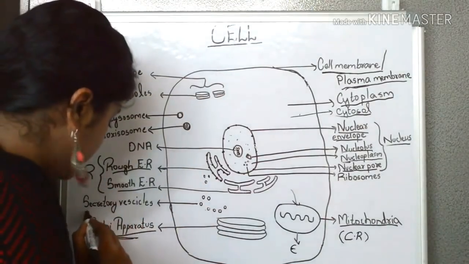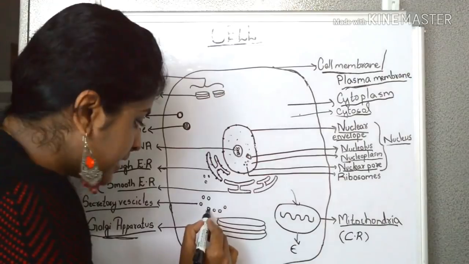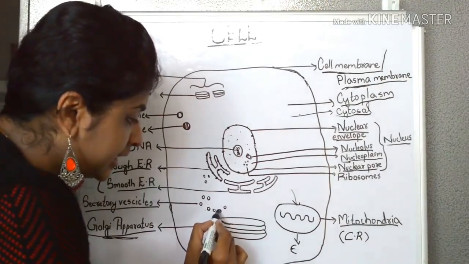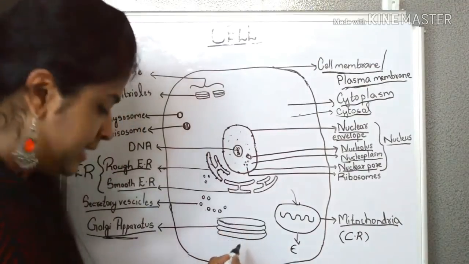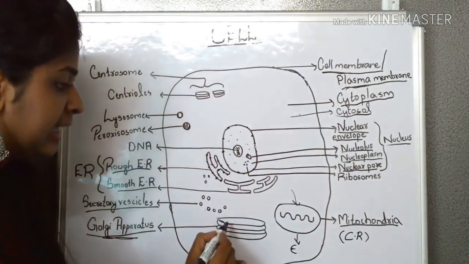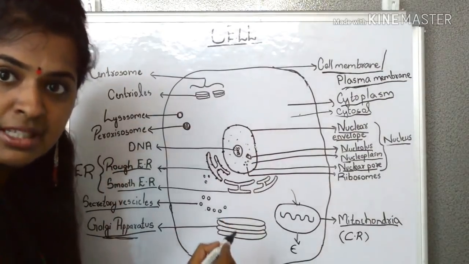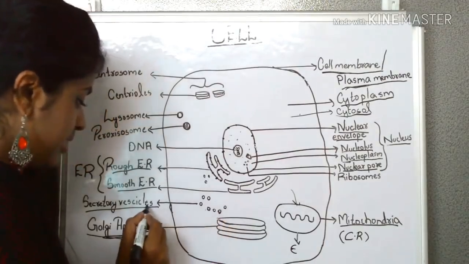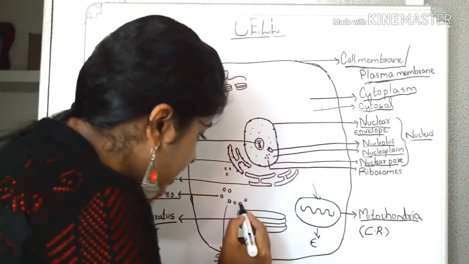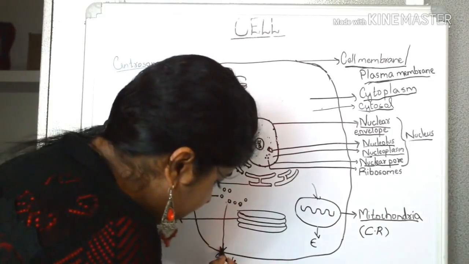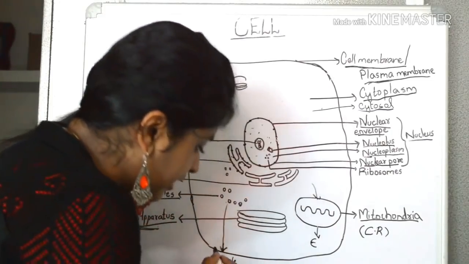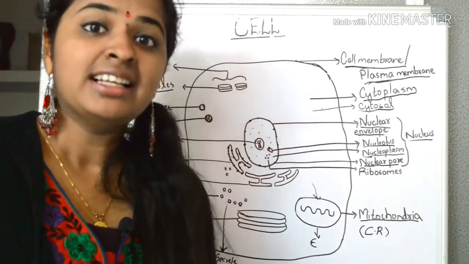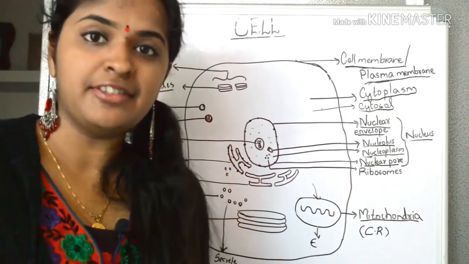These secretory vesicles are present near the Golgi apparatus, and they will be absorbed by the Golgi apparatus. The hormones and neurotransmitters which are made will be packaged inside these secretory vesicles, and these secretory vesicles will come outside the cell membrane and secrete those neurotransmitters, those hormones, etc. This is the function of secretory vesicles.